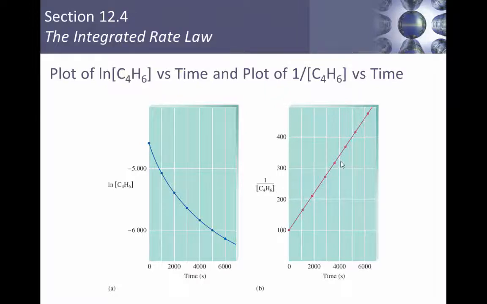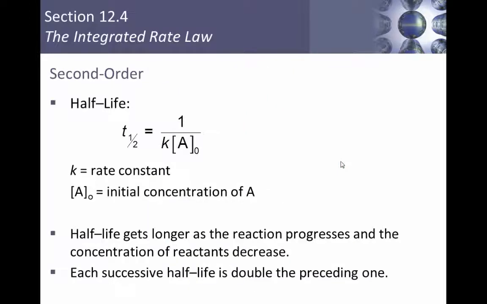All right, second order also has a half-life, but this time the half-life depends on the concentration, which means the time is not going to be the same value. So as the reaction progresses, concentrations are decreasing, so the half-life is going to get longer. And the way you can tell it's second order is the half-life will double the preceding half-life. So let's say the first half-life was 10 minutes, then the second half-life would be 20 minutes, and the next half-life would be 40 minutes, and so on.